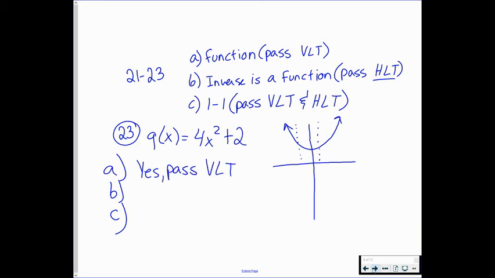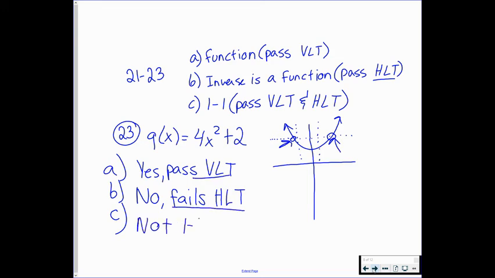Part B asks us if the inverse is a function, meaning you can test it using the horizontal line test. If I draw horizontal lines through this graph, it crosses more than once. So the inverse is not a function, because the graph fails the horizontal line test, since it crossed more than once through the horizontal line. Because it does not pass both tests, the function is not one-to-one, because it fails the horizontal line test.